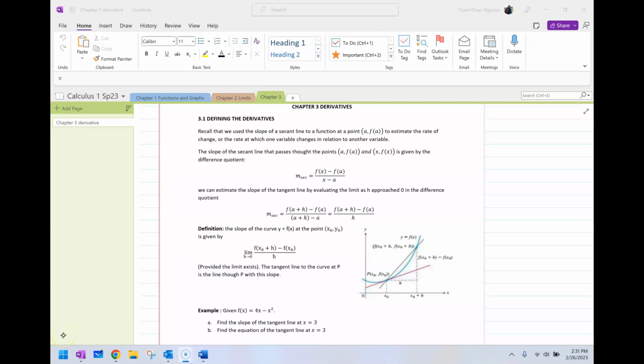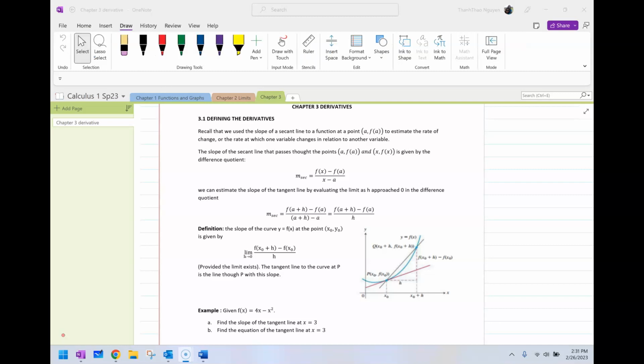Derivative. Let's first define our derivative. Recall that we use the slope of the secant line to a function at the point A, f of A, to estimate the rate of change, or the rate at which one variable changes in relation to another variable. The slope of the secant line passing through the points A, f of A, and x, f of x is given by the slope of the secant line equal to f of x minus f of A divided by x minus A.